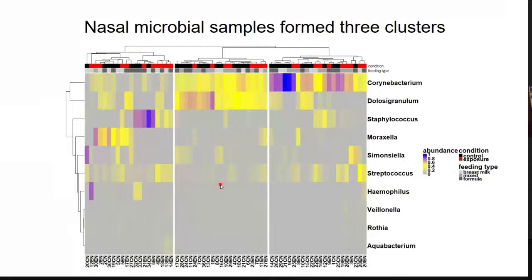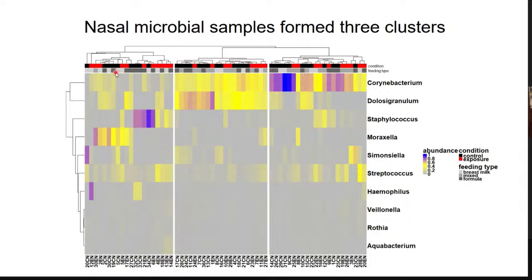And then we did very similar studies on the nasal microbiome. As you can see here, for the nasal microbiome, if we use the top 10 abundant bacterial genera to do the clustering, we have a total of three clusters. They are dominated by Corynebacterium, Dolosigranulum, or by some other pathogenic bacteria, as you can see here, the Moraxella or Salmonella and Streptococcus or Haemophilus here.